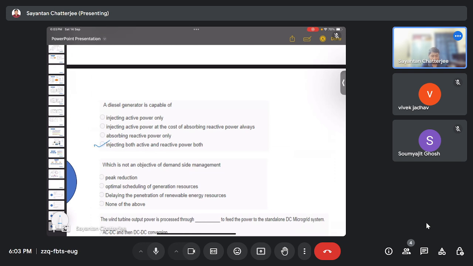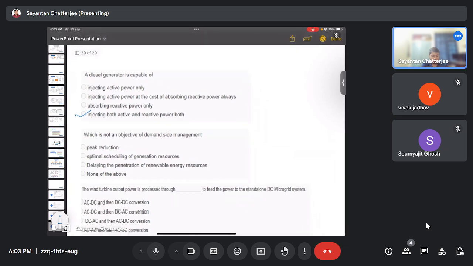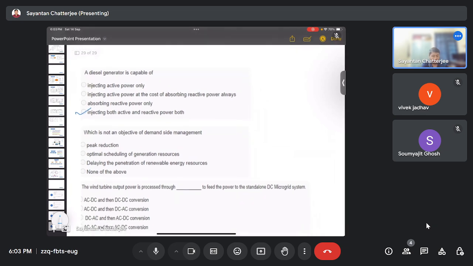Which is not an objective function of demand side management? Peak reduction, optimal scheduling of generation resources, delaying the penetration of renewable energy resources, none of the above. Please mind, not an objective function. Delaying the penetration of renewable energy resources.